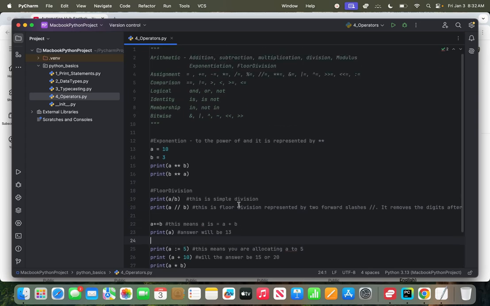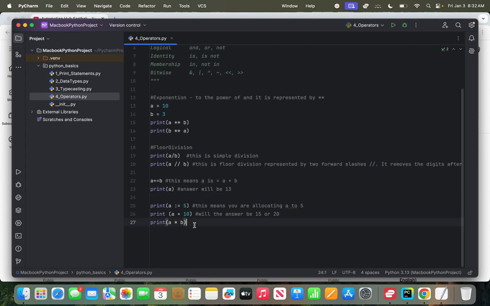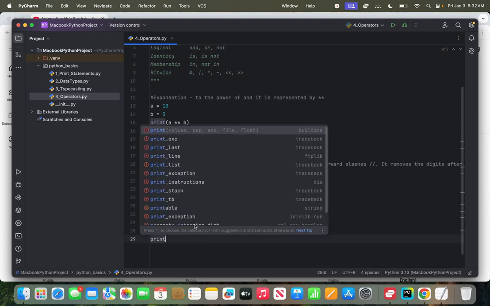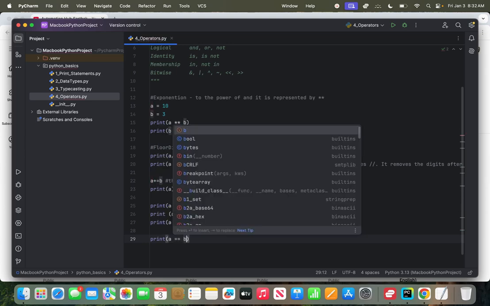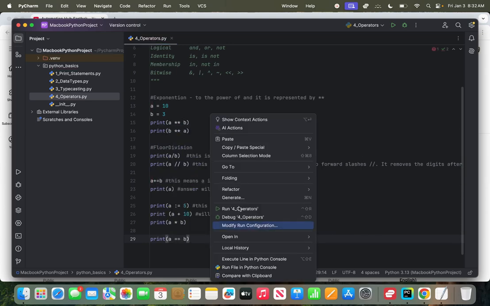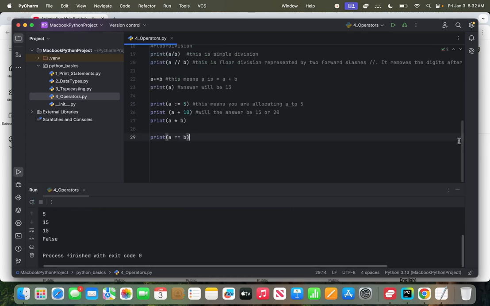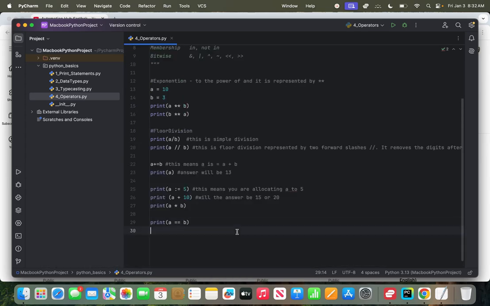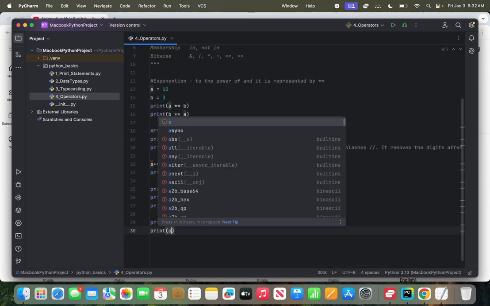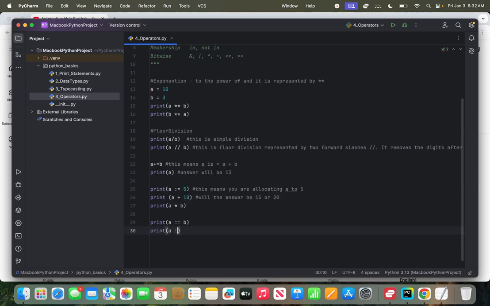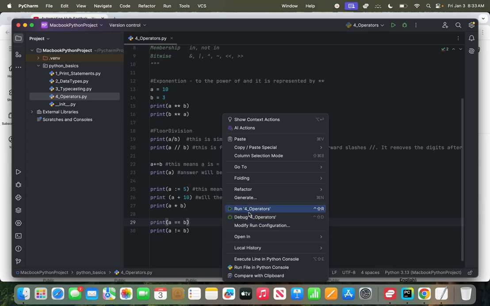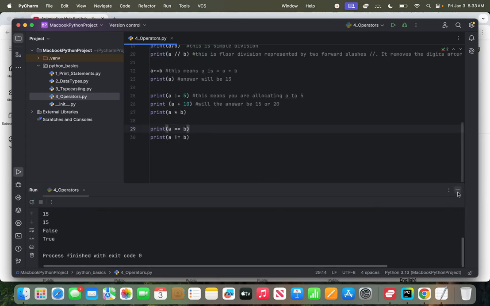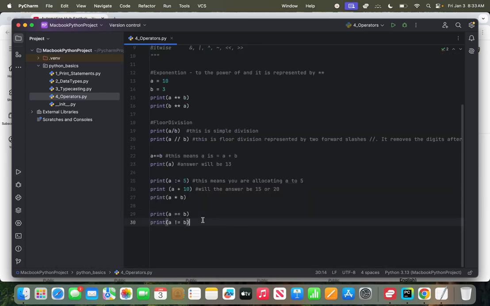Comparison operators, I mean equals to, not equals to, and all those things, you can do this. Print A equals to B. Obviously this will turn out to be false, correct? Now print A not equals to B. Obviously this one will turn out to be true, because 5 is not equal to 3, correct?